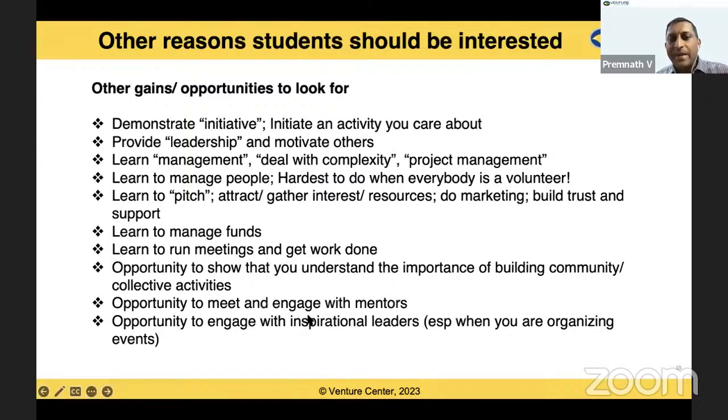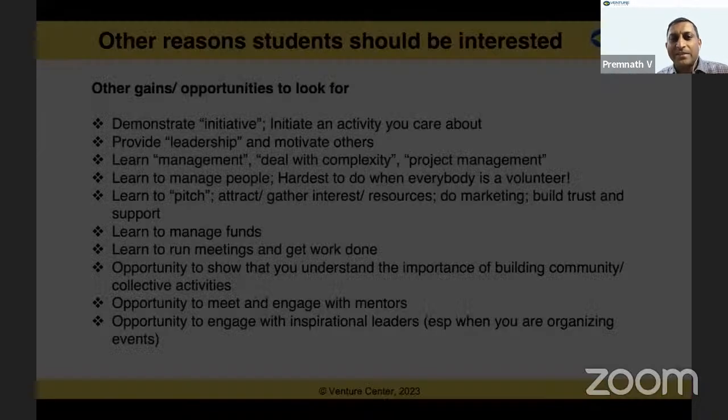Opportunity to meet and engage mentors, and opportunity to engage with inspirational leaders. So when you organize an event, say if you've invited a very senior entrepreneur to come, like Narayan Murthy or somebody like that, if you're the organizer, you will be engaging with them one-on-one, right? And that is a great opportunity. You're not just an audience, you're the organizer, right? Somebody of that stature is going to be interacting with you one-on-one. I can't think of better ways to meet such people than this. So these are all the reasons why one should be building out these activities.